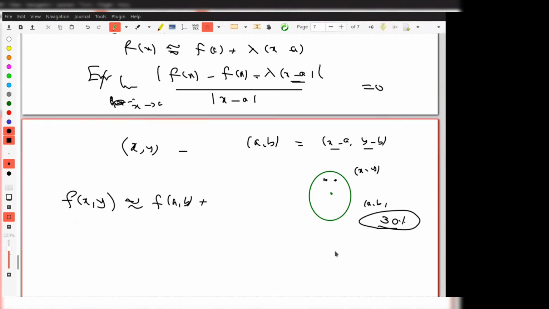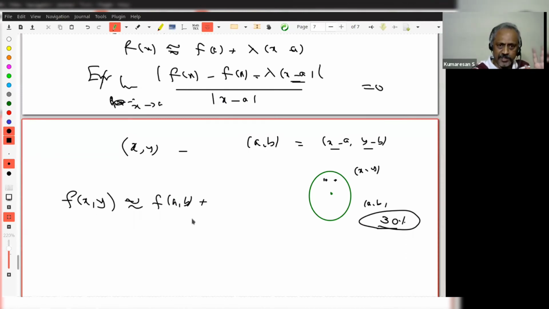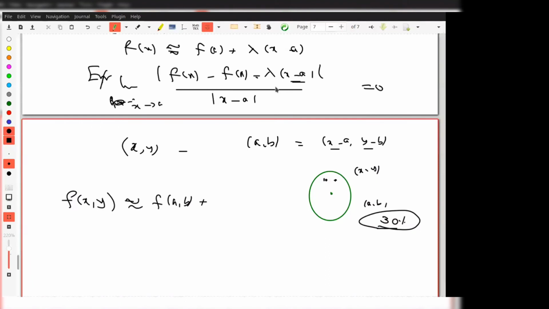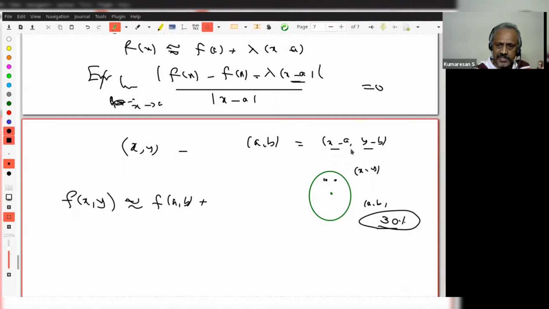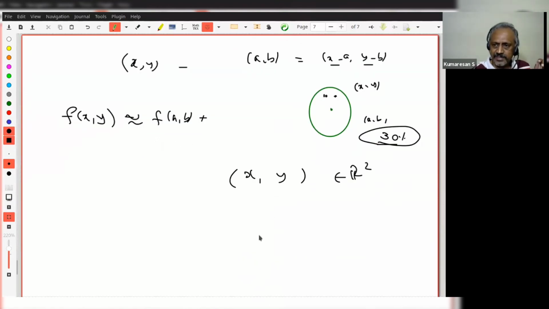Now we have to understand. What did I say? It should be approximated by means of a first degree polynomial. The constant term, yes, like f(a, b). Then I wanted a first degree polynomial in x minus a and y minus b. What do I mean by a first degree polynomial in two variables x and y? Forget x minus a, y minus b. These are the two variables. What do I mean by a first degree polynomial in the variables x and y? Can somebody come up with an answer?